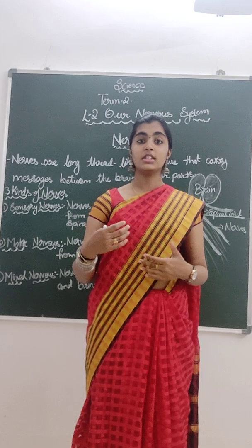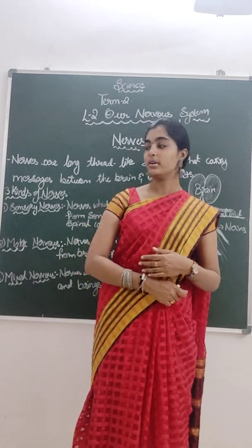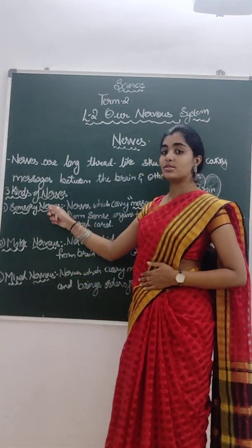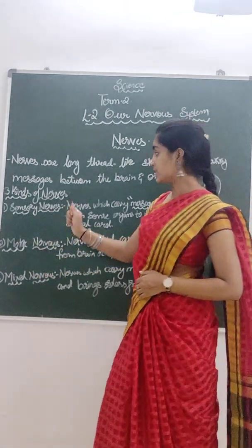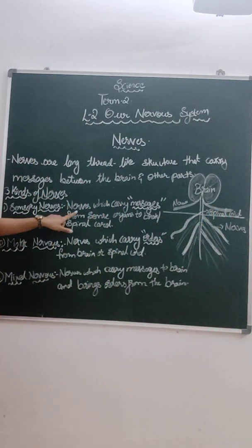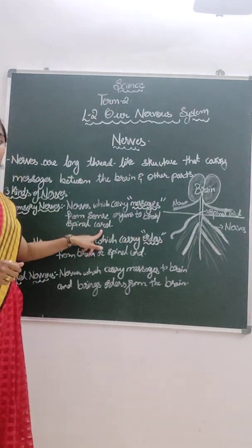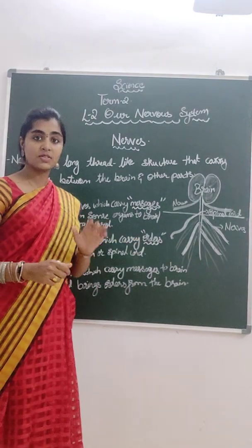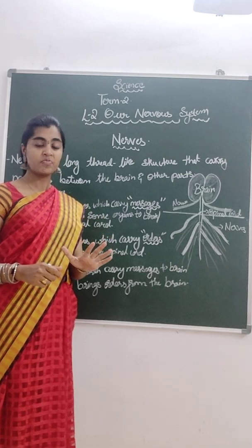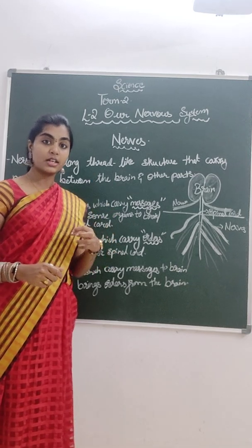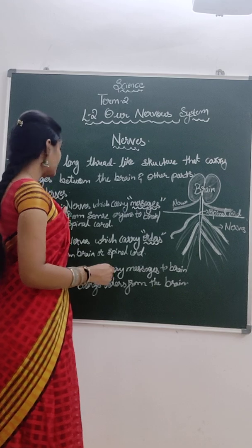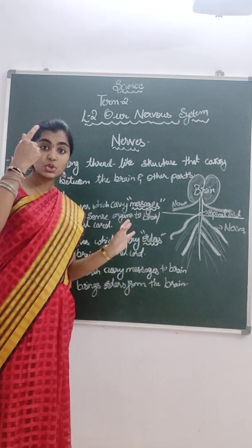Now, let us understand the types of nerves which are present in our body. We have three kinds of nerves. First one is the sensory nerve. Sensory nerves carry messages from sense organs to the brain or spinal cord. So, what are our sense organs? We have basically 5 sense organs, right? From these sense organs, these sensory nerves carry messages to the brain.